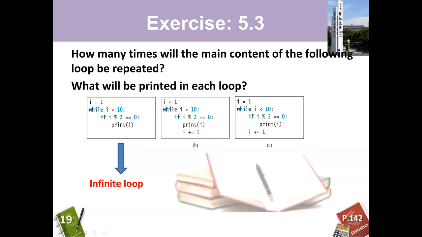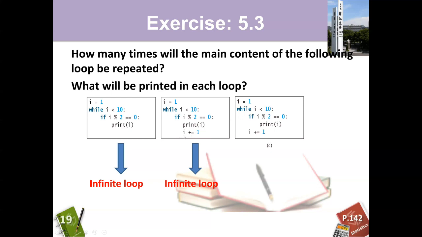But the first time I is 1, so it has no chance to be divisible by 2 with remainder 0. So there was no way or opportunity to make I change here. So it would also be an infinite loop. So it's a trap. It seems like it can easily jump out or quit the loop.